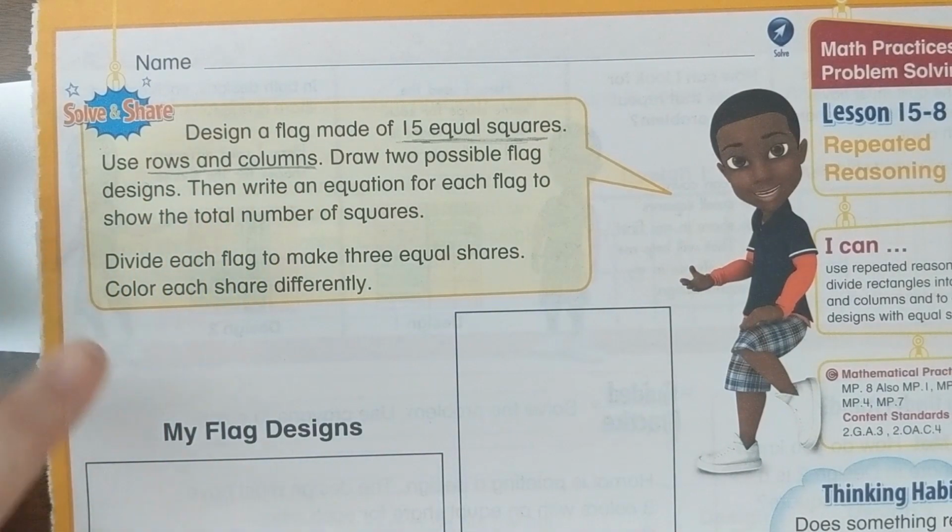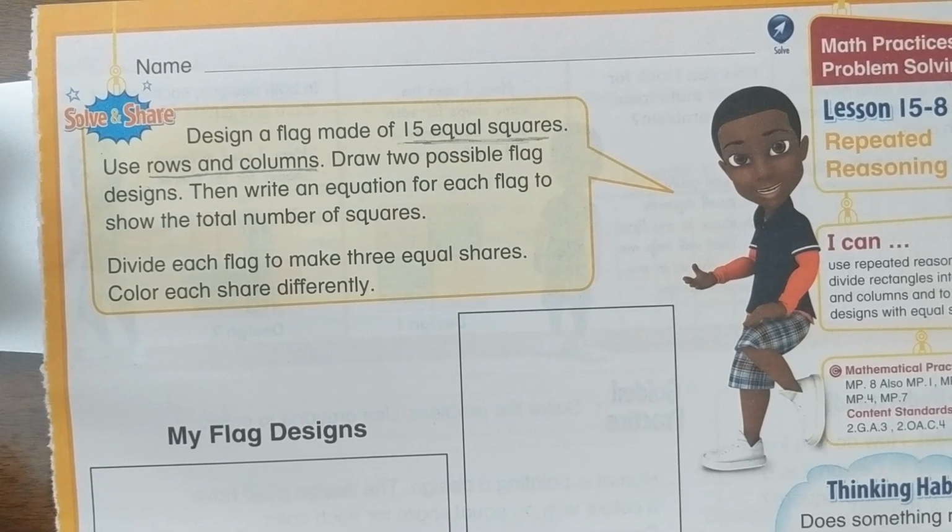All right, we need to think about this. If I need 15 squares and I have to use rows and columns, what number can I add over and over again that would equal 15? So I have to think, well, can I do it with 2? Does 2 plus 2 plus 2 equal 15? If I keep going, no, that won't work. 2 is an even number. That'll give us even numbers when we add. So what about 3? 3 plus 3 plus 3 plus 3. I don't think that would work either.